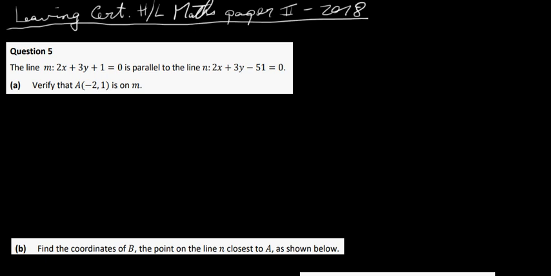Okay, so let's have a look at the Leaving Certificate Higher Level Maths Paper 2 for 2018, question 5. The line M, which is 2x plus 3y plus 1 equals 0, is parallel to the line N, which is 2x plus 3y minus 51 equals 0. You can see these two lines are parallel. They've got the same coefficients of x and y, 2 and 3.